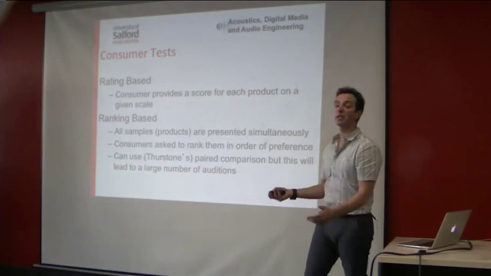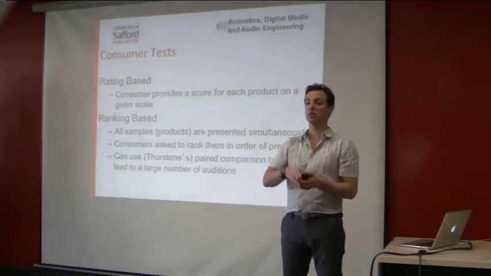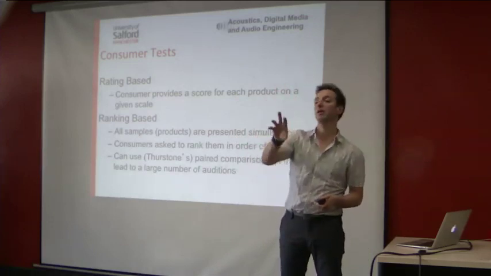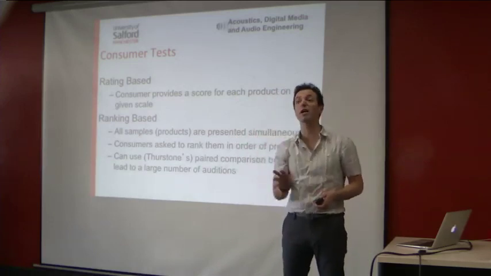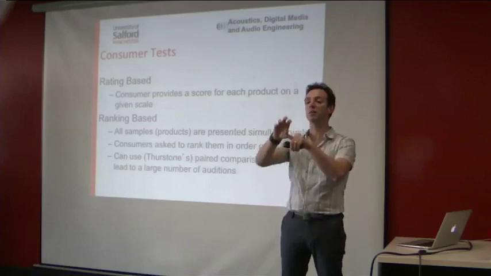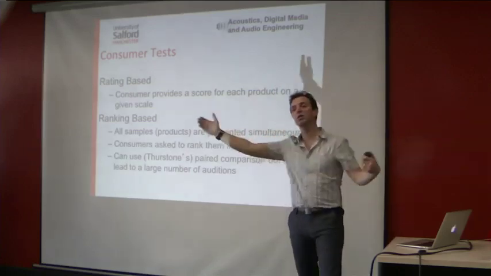Or you could have a ranking based test, which is you have loudspeakers A, B, C, and D, and you ask the subject to put them in order. B is better than C, which is better than A, which is then better than D. So you've got a rank order, but you don't really know whether the differences between them are equal or different. So you just have a rank rather than a continuous scale.